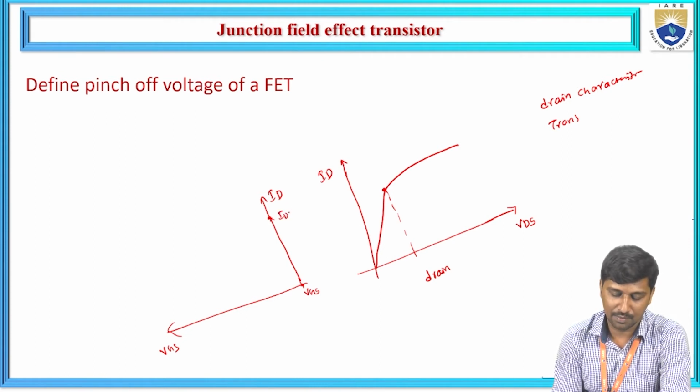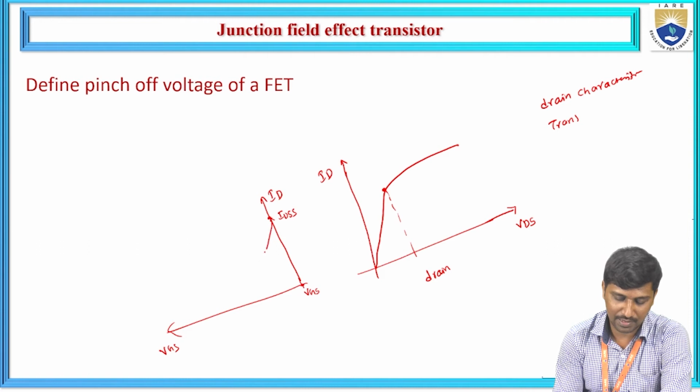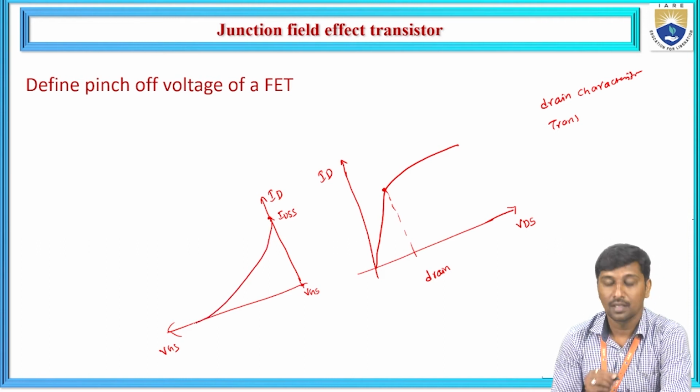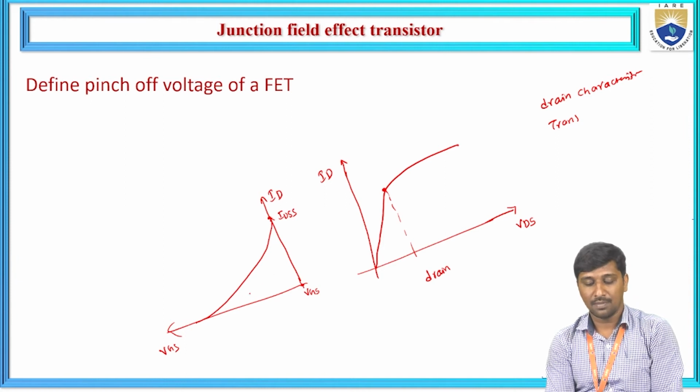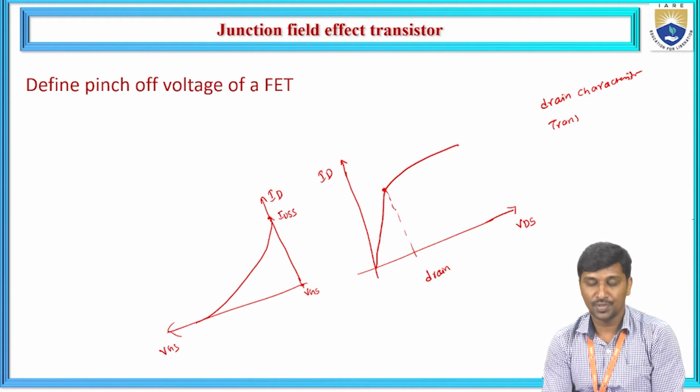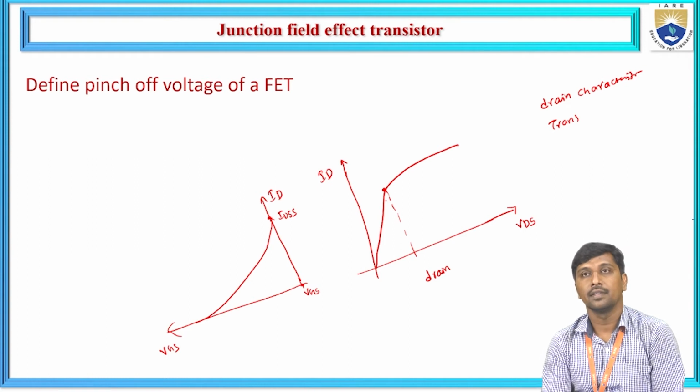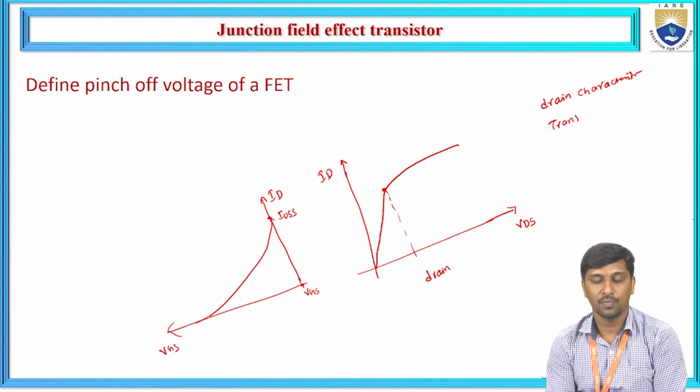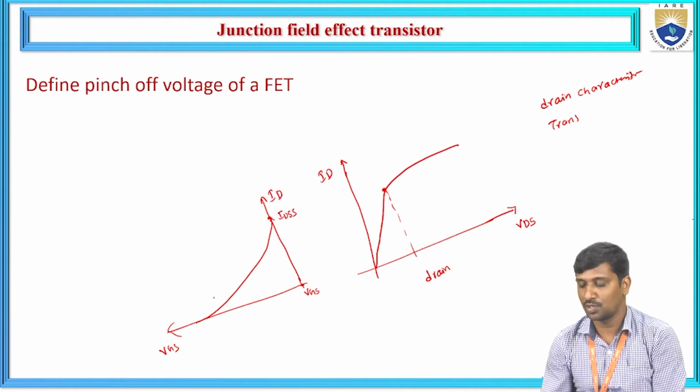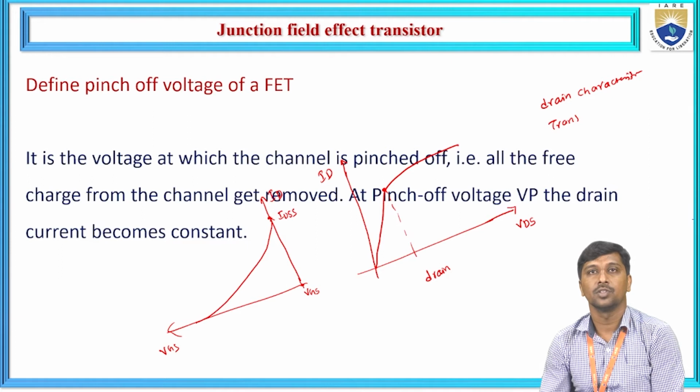So that is represented as IDSS. When VGS is decreased from zero towards the negative side, the drain current is decreased. From this transfer characteristic, at which point the drain current becomes maximum or saturated, that point is called the pinch off. And at which point the drain current becomes zero, that is called the pinch off voltage of a transistor.